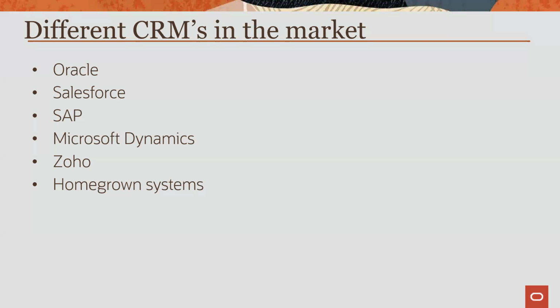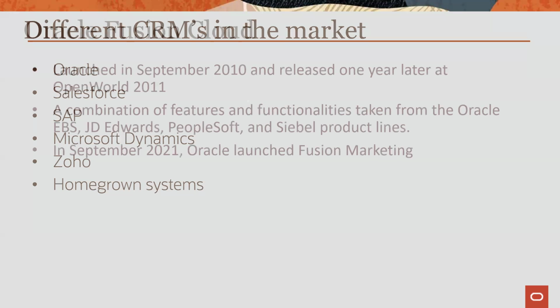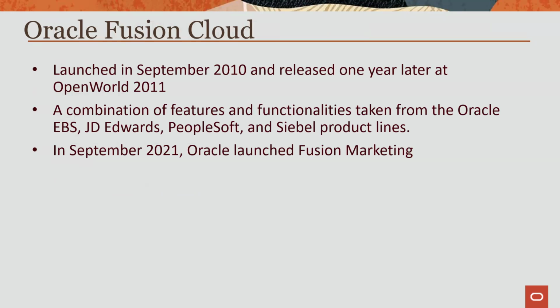There are different CRMs in the market, like we discussed: Oracle, Salesforce, SAP, Microsoft Dynamics, Zoho, homegrown systems, and then NetSuite, then Oracle EBS. There are plenty of CRMs available in the market. But why Oracle Fusion Cloud?